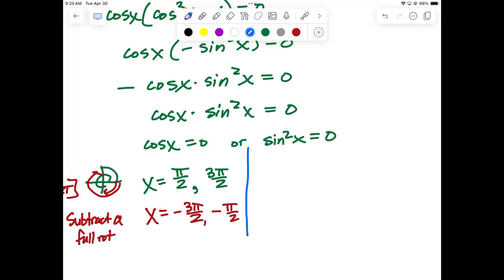Is it okay to take the square root of both sides? Yeah, it actually is, right? As long as we remember plus or minus on the other side. But what is plus or minus the square root of 0? 0.